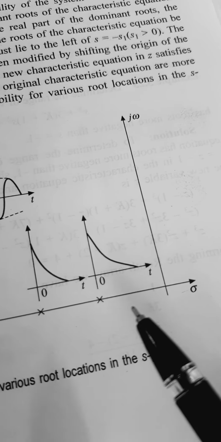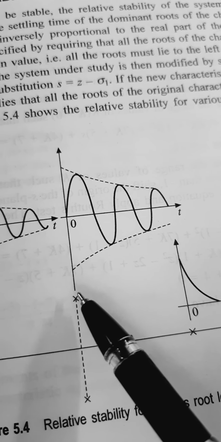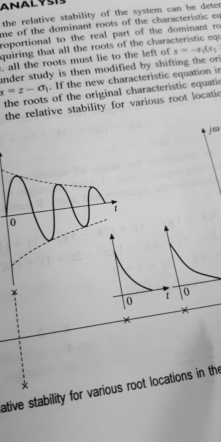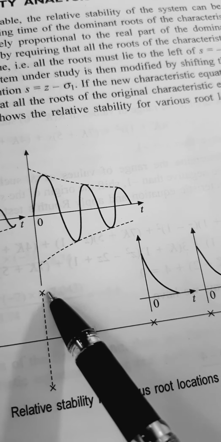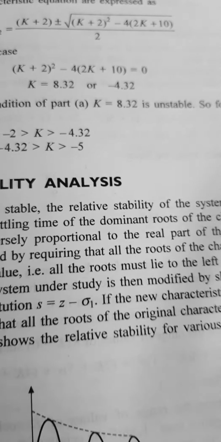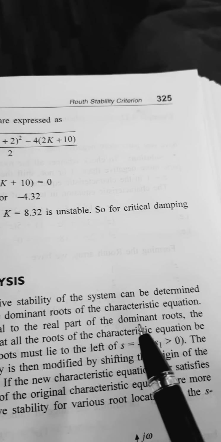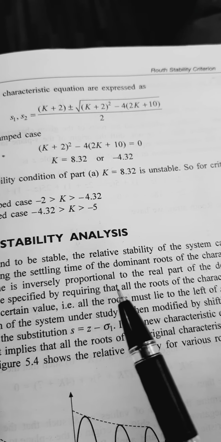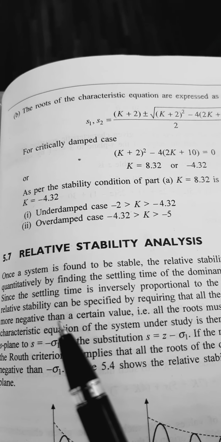for example, you can see that this is the real part. In this case, this is the real part, and this height is imaginary. You know that the settling time is inversely proportional to the real part. The real part is from here to here. What you are getting is minus 4, this will be plus j something. Here it may be minus 6. So you can understand that since the settling time is inversely proportional to the real part of the dominant roots, the relative stability can be specified by requiring that all the roots of the characteristic equation be more negative than a certain value.